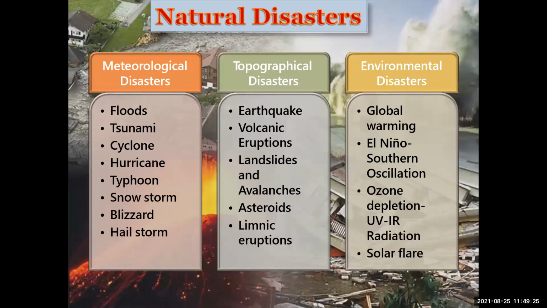Meteorological disaster means flood, tsunami, cyclone, hurricanes, typhoon, snowstorm, blizzard, and hailstorm. And topographical is earthquake, volcanic eruption, landslide, avalanches, and limnic eruptions. And the environmental disaster is global warming, ozone depletion, UV radiation, and solar flare. This comes under the natural disaster.